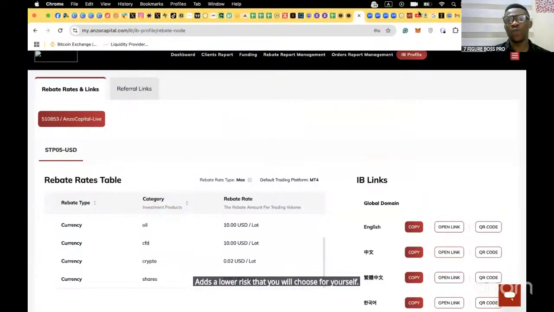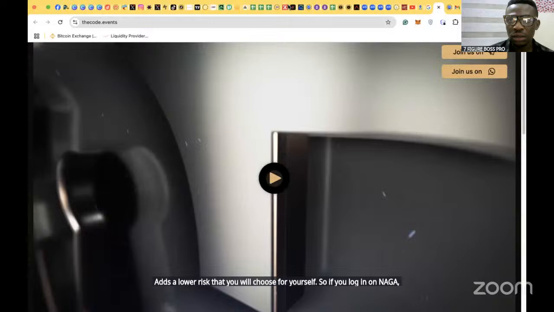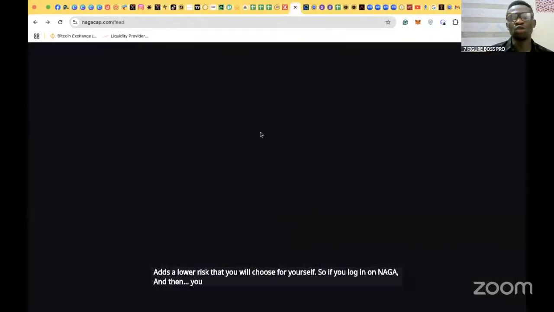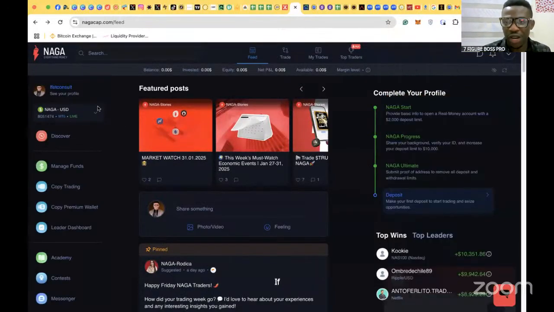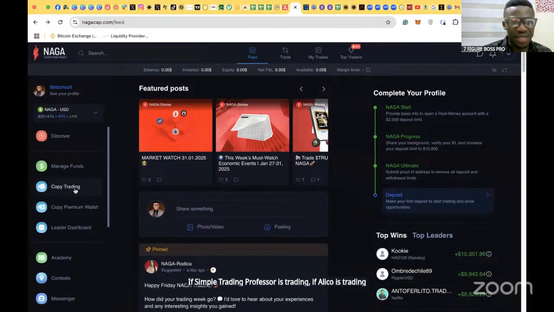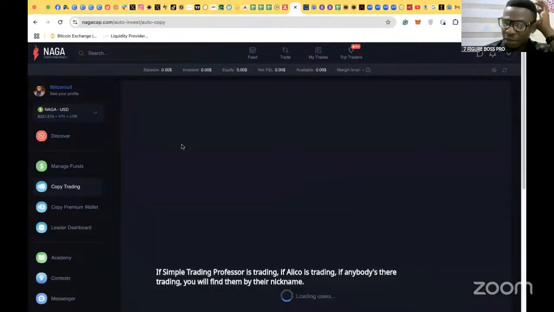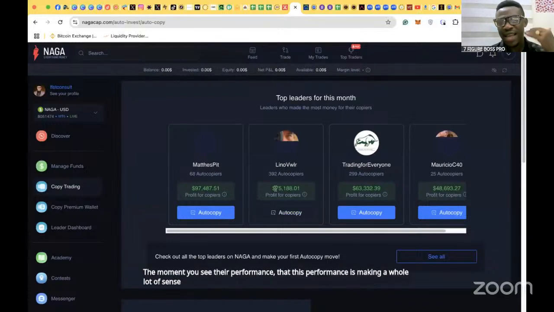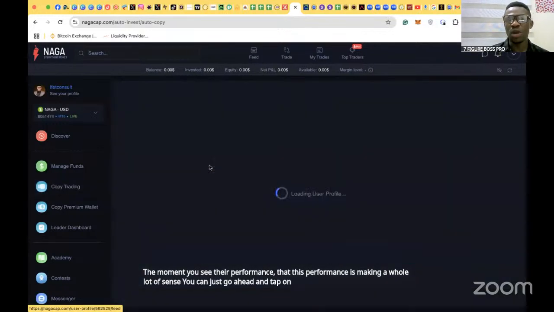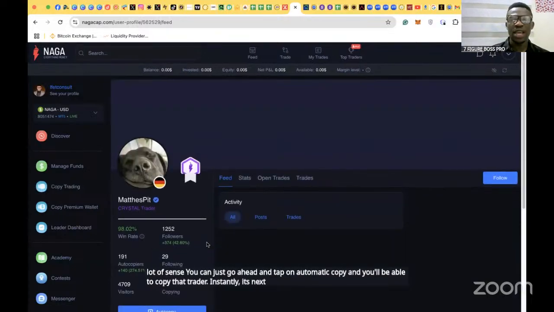So if you log in on Naga and go to where you find these traders, everybody trading, if Simple Trading Professor is trading, if Ariko is trading, if anybody is there trading, you will find them by their nickname. The moment you see their performance, that this performance is making a whole lot of sense, you can just tap on automatic copy, and you'll be able to copy that trader. Instantly, its next position, you'll be able to copy it.